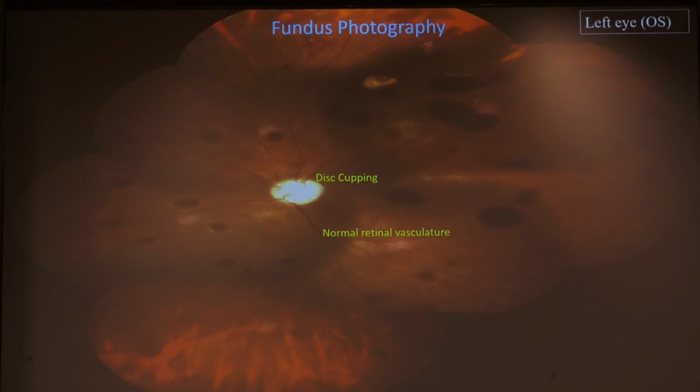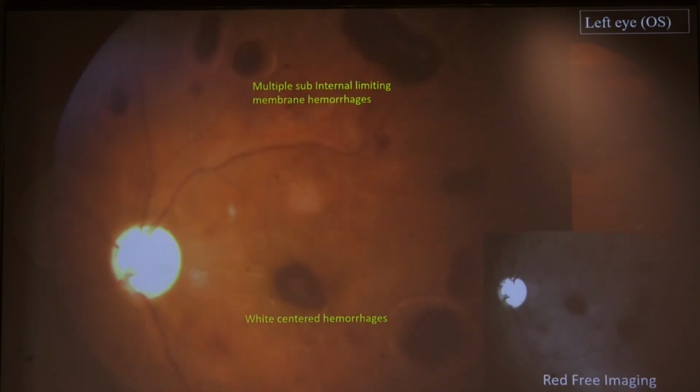As you can see in the fundus photograph of this left eye, there is disc cupping and normal retinal vasculature. On zooming in, you can see multiple sub-internal limiting membrane hemorrhages scattered throughout the posterior pole and mid-periphery. There are also a few white-centered hemorrhages, which you can confirm on the red-free imaging as well. So this was diagnosed as ocular decompression retinopathy in the left eye. The hemorrhages resolved over 1 week or so, and the visual acuity remains stable at 20/60.